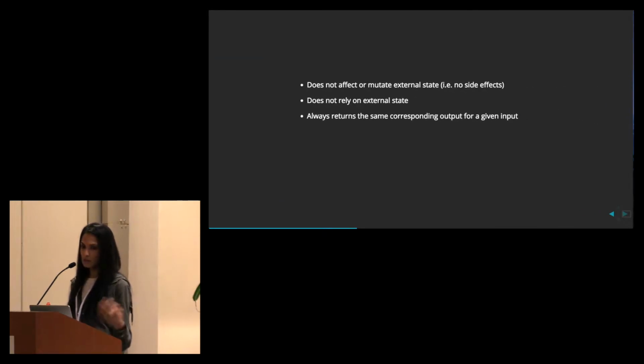Okay, so going back to the things that define what makes code easy to reason about, how do tests help, right? Does it ensure that code does not affect or mutate external state? Not really. Does it ensure that the code doesn't rely on external state? Not really. Does it ensure that the program always returns the same corresponding output for a given input? I would say yes, it does that.